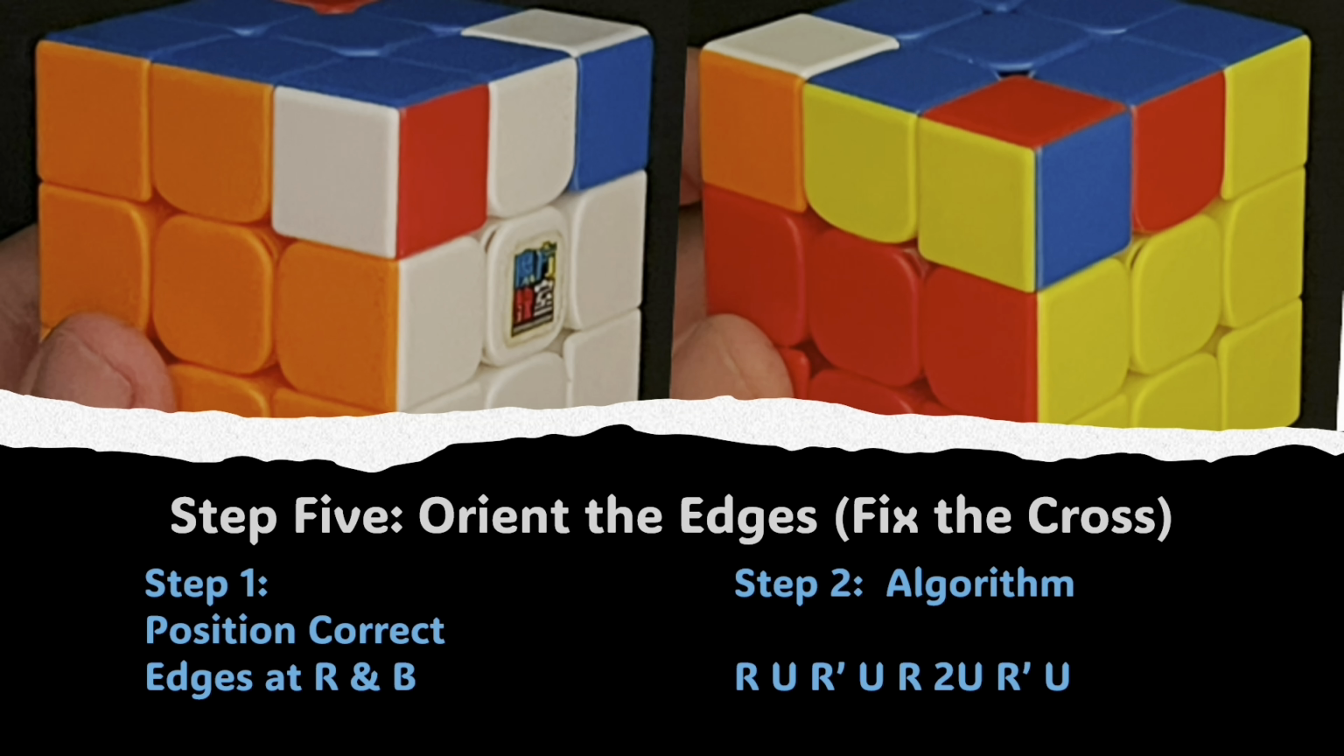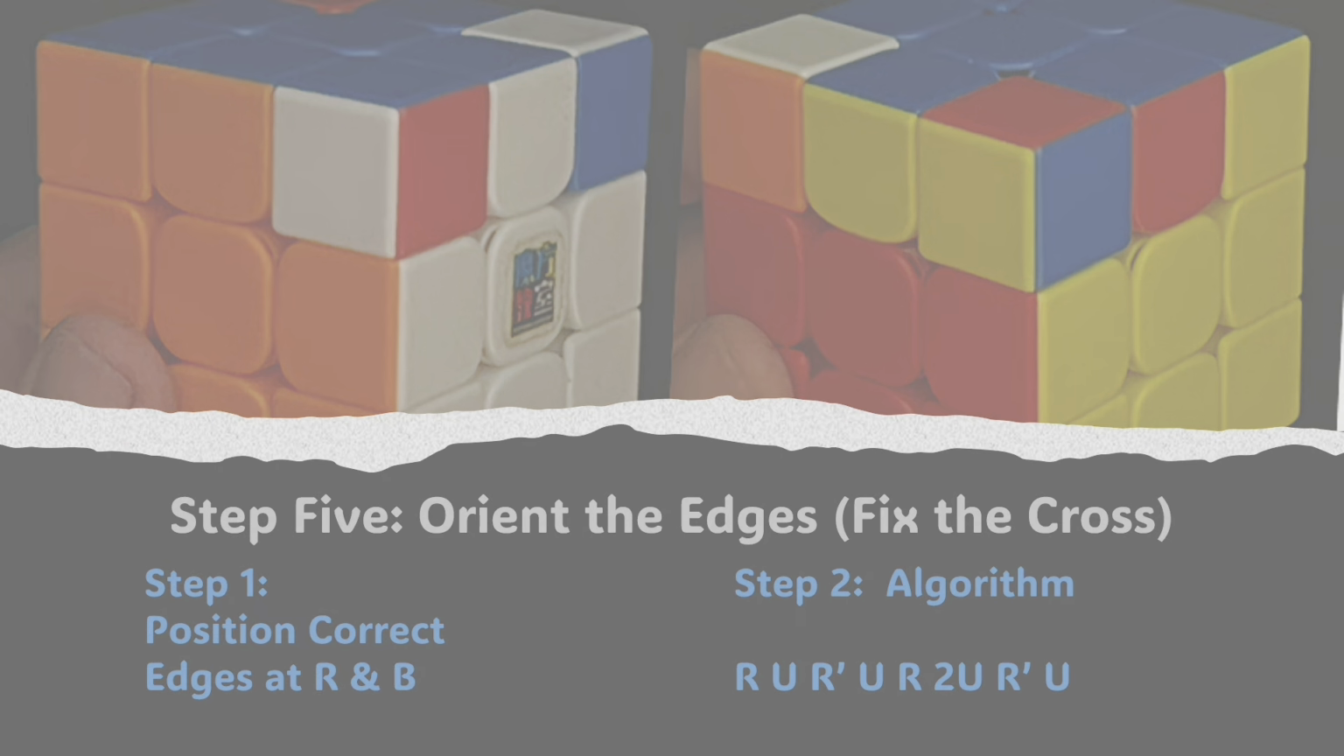Now in that algorithm, I said U twice in a row, and what we usually say in notation of algorithms is 2U. So that just means instead of a single quarter turn U, we're doing 2 quarter turns or a half turn. So again, the algorithm is R, U, R prime, U, R, 2U, R prime, U.